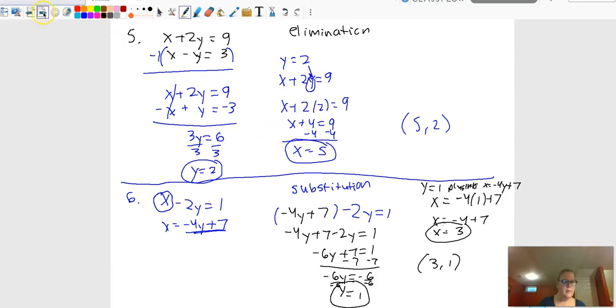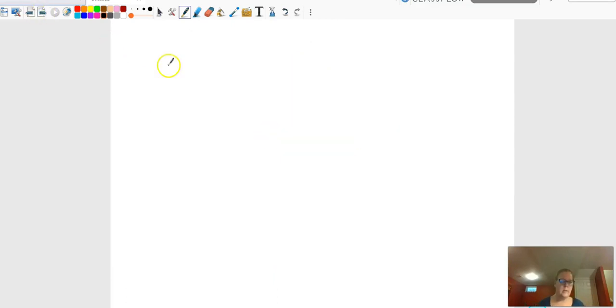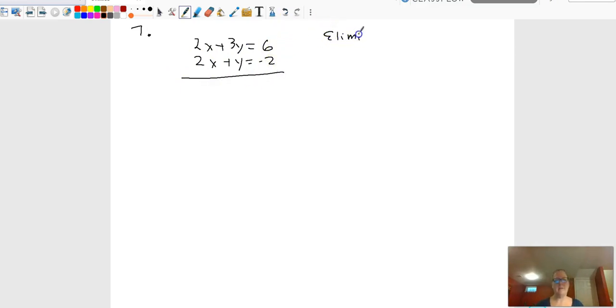Again, if you're at the point where you're good with this, you can move on and start your homework. But here are the last two examples. Number 7, 2x plus 3y equals 6, and 2x plus y equals -2. Okay, we're going to use elimination because they're both in standard form. Let's go ahead and make the x's opposite each other here, because that's probably the least amount of work.